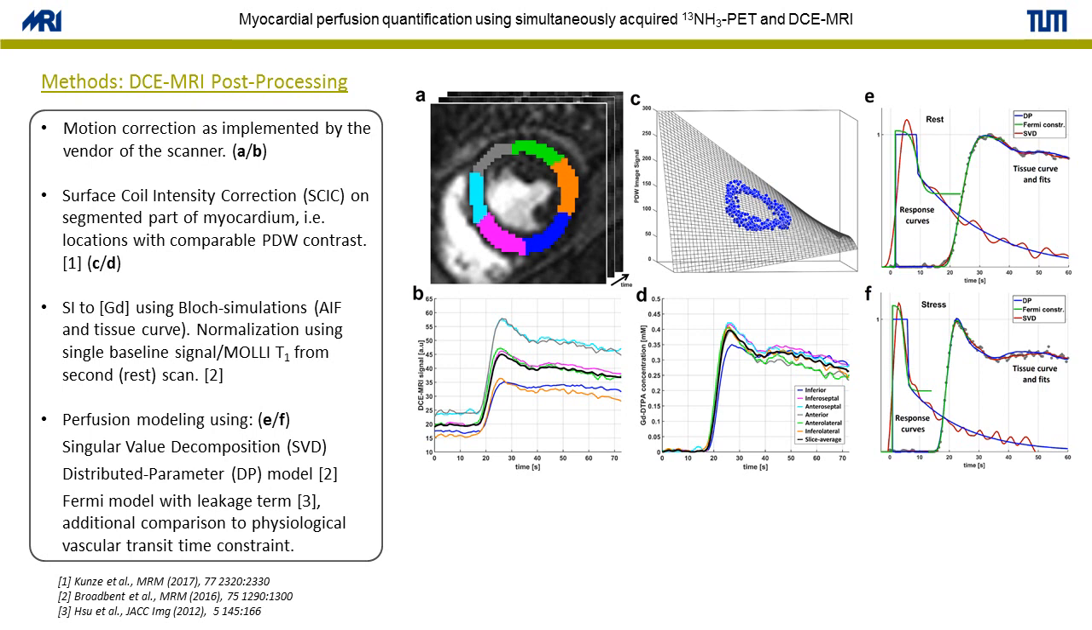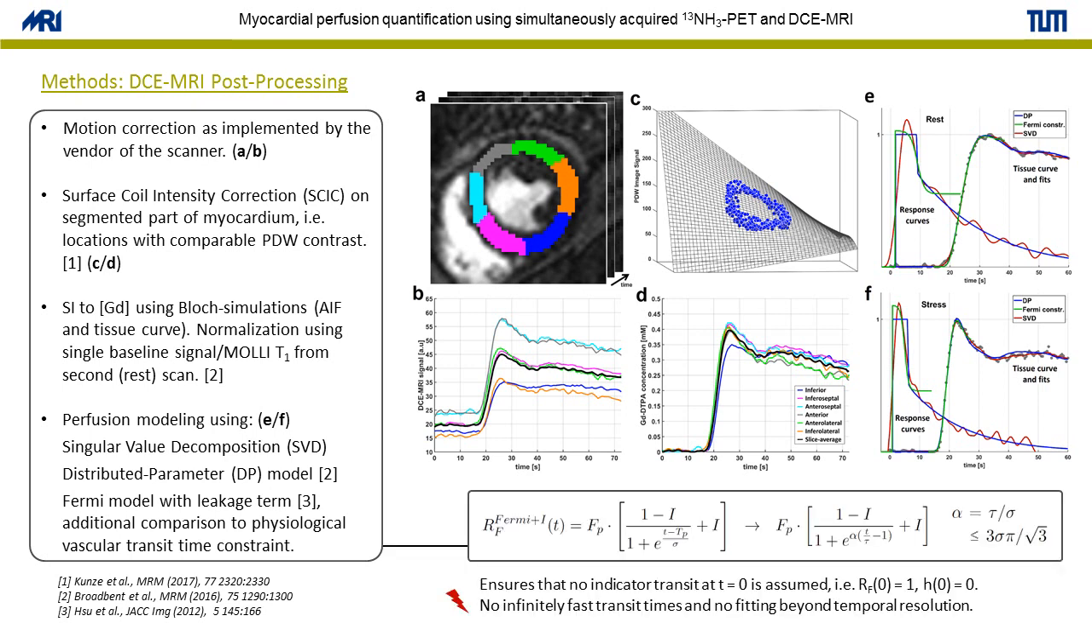For modeling the deconvolution of arterial input function and tissue curves, 4 different approaches were used. These were model-free singular value decomposition, a 2-region distributed parameter model as previously described, and the widely known Fermi function deconvolution using a constant leakage term to account for contrast agent extravasation. 2 flavors of the Fermi model were implemented and compared. One unconstrained version, and another one with the constraint of having the response function RF smoothly approach 1 and equivalently have the transit time distribution approach 0 at time equals 0.